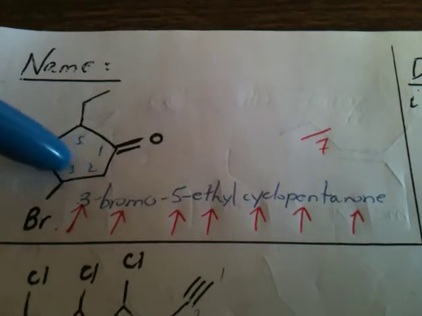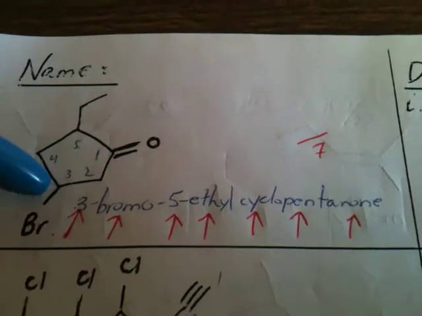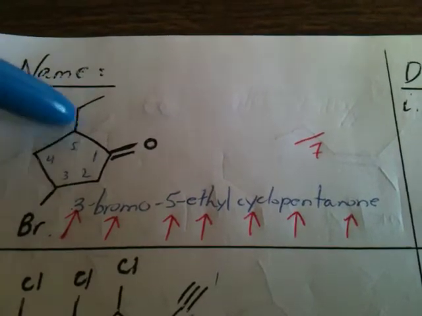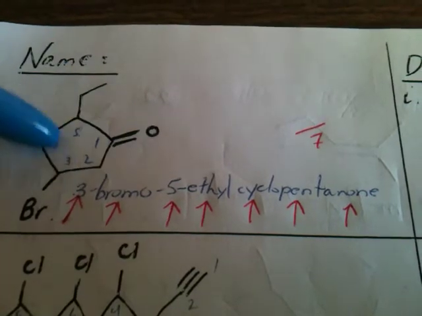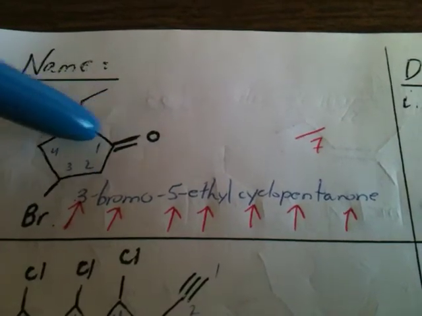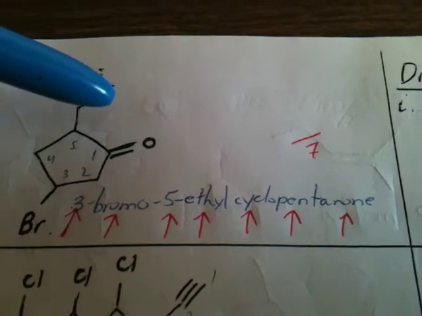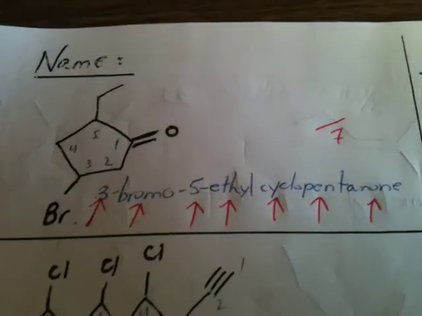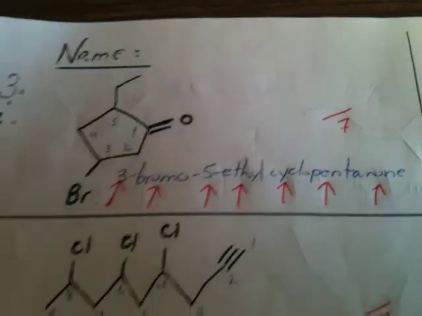So we numbered the molecule clockwise, starting from the ketone group, and then we see that we get 3-bromo, 5-ethyl, this is the ethyl group right here, cyclo, because of 5 carbons in a ring, pentan, symbolizing 5, and one, so 3-bromo-5-ethylcyclopentanone. Notice how there's 1 mark for each piece of information in the molecule.